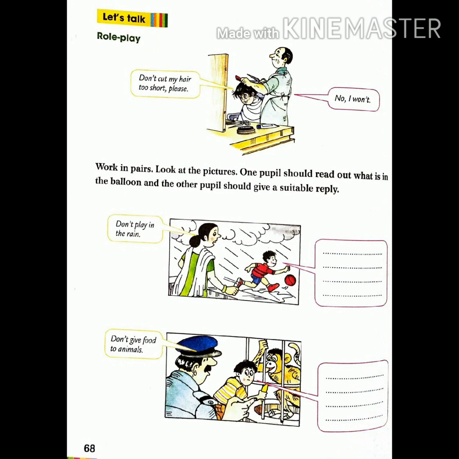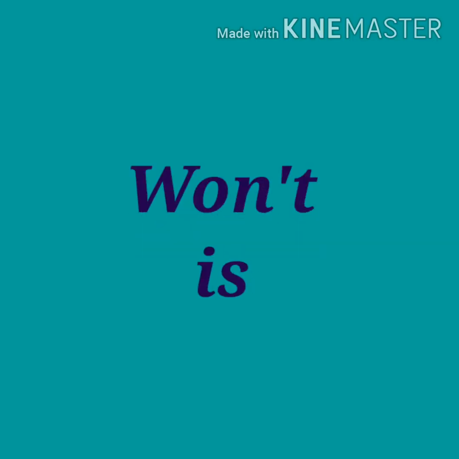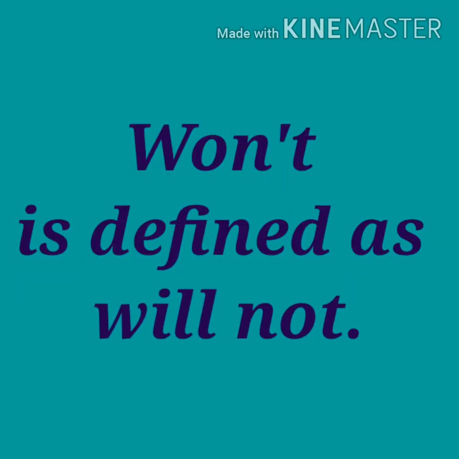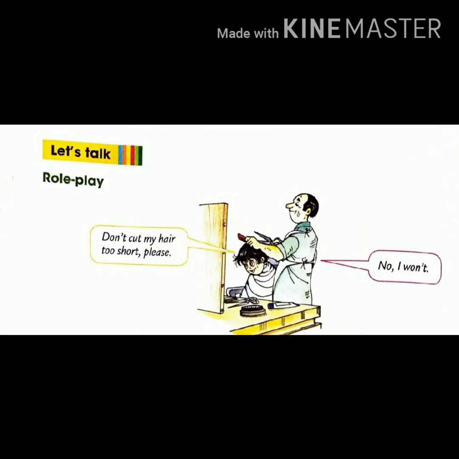So very first, it's very important to tell you what it means. No, I won't. Here the word won't means will not. Okay, so will not means like I will not do. मैं ऐसा नहीं करूँगा या नहीं करूँगी. Now I think you understand what is the meaning of will not. Okay, won't. So let's do the exercise.